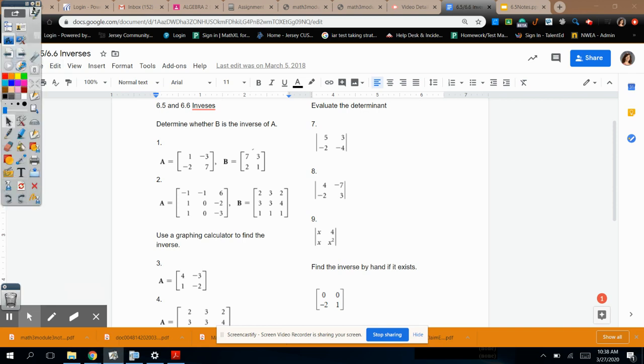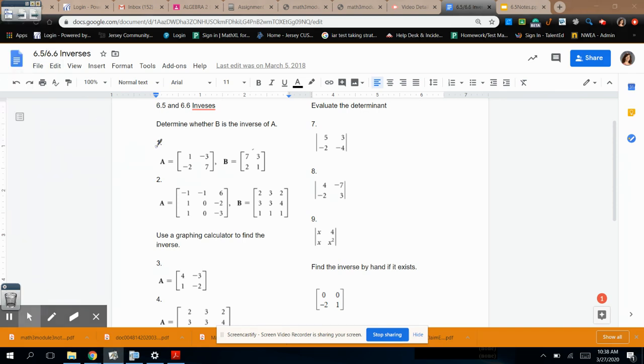Guys, here are some notes to get you through the rest of this matrices stuff. Okay, this is actually addressed already in our last homework assignment.